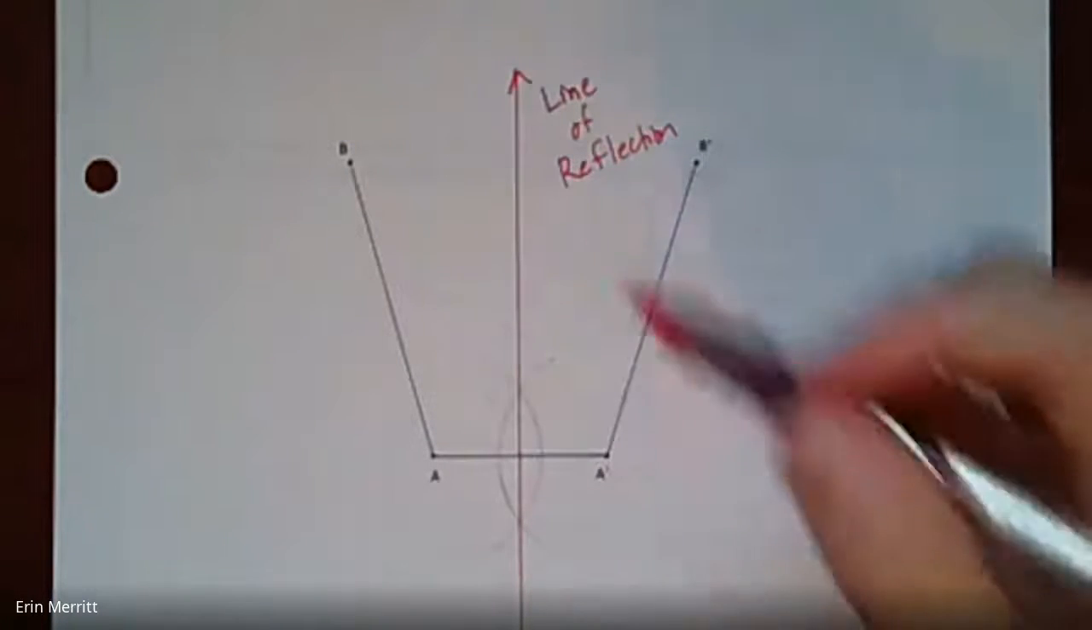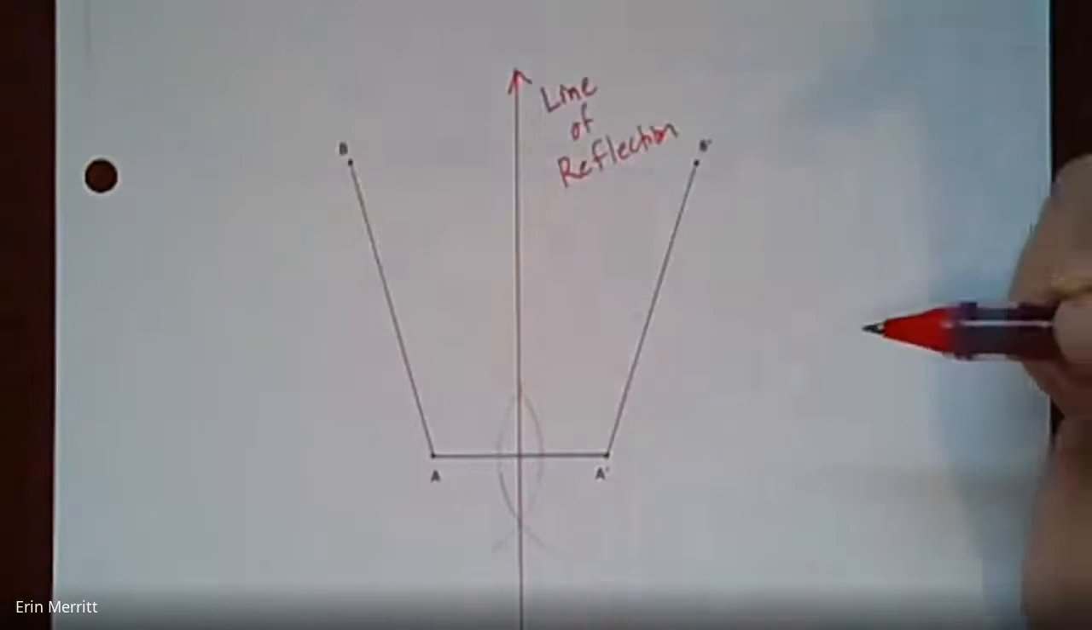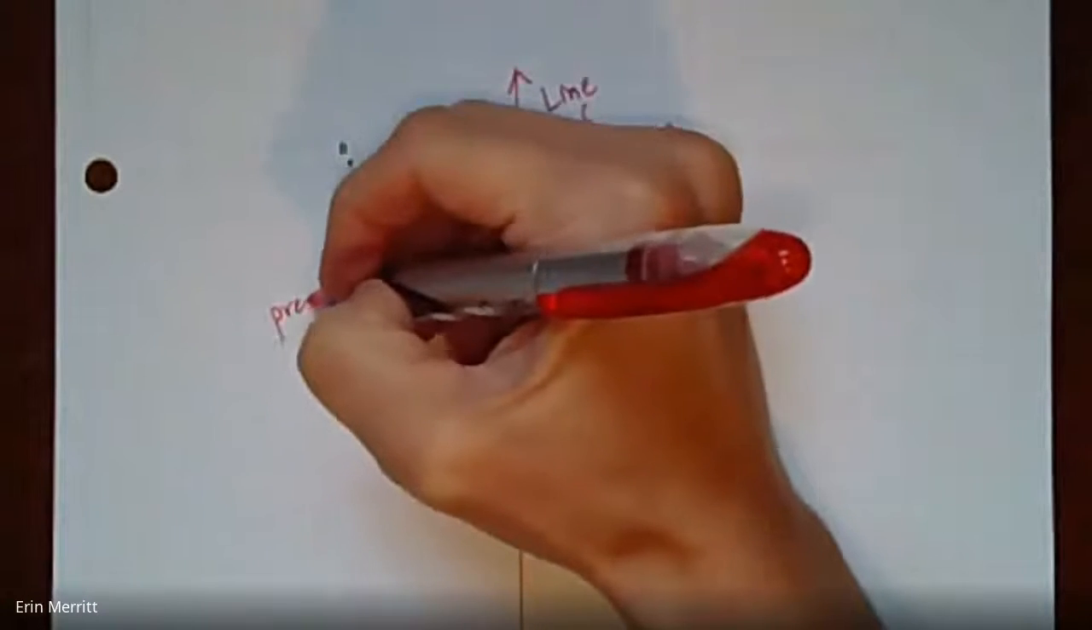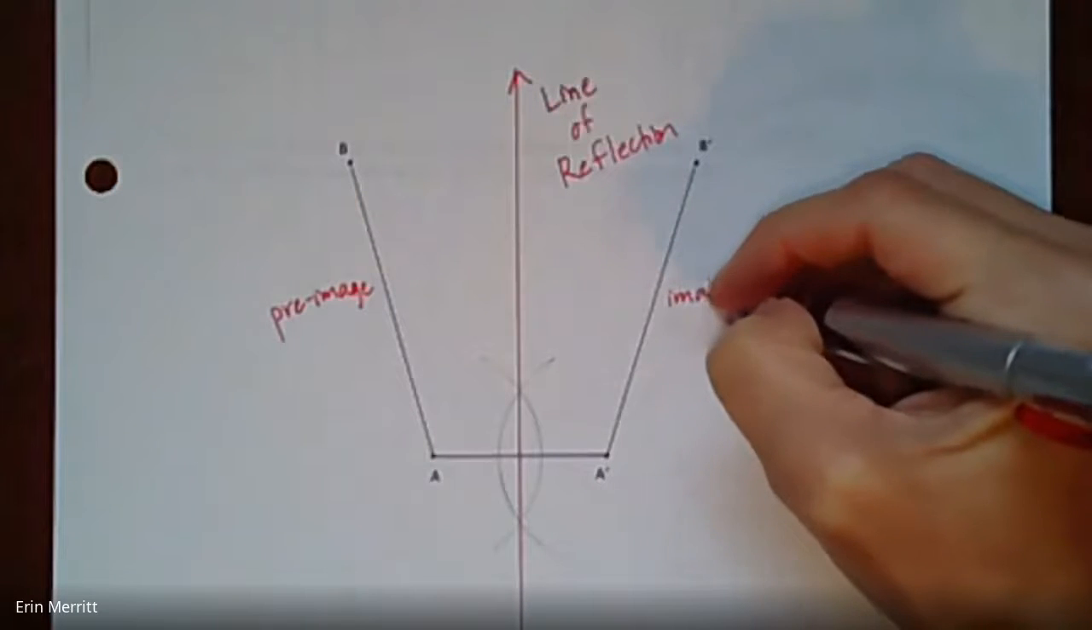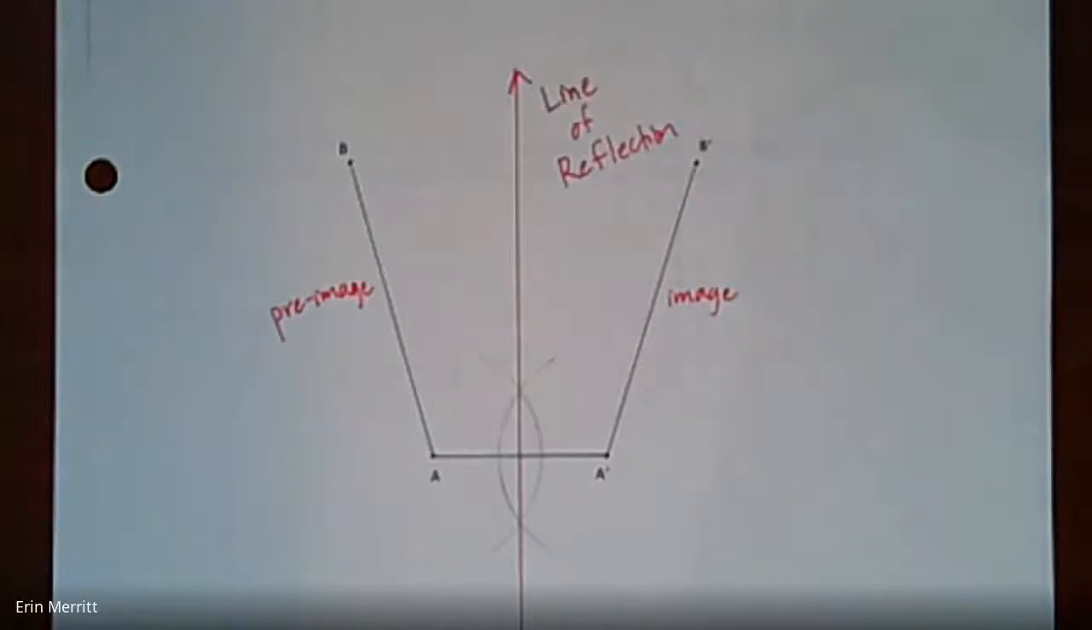So this is the, I might have misspoke. This over here is the pre-image. And then the answer, this is the image. If I said that backwards before, my apologies. All right, let's move on.